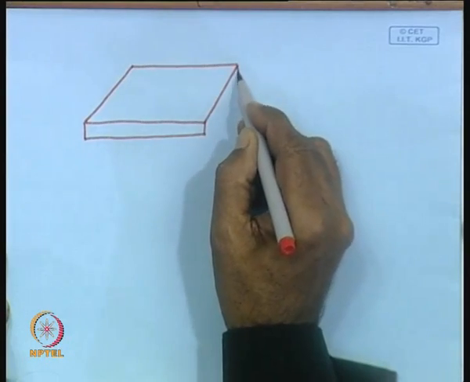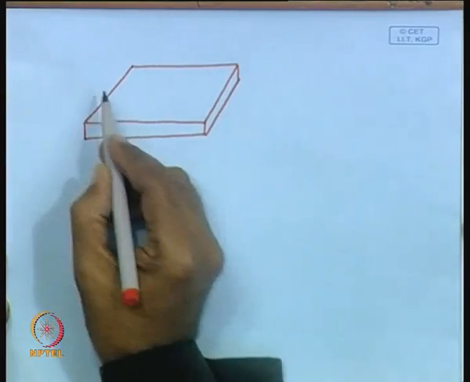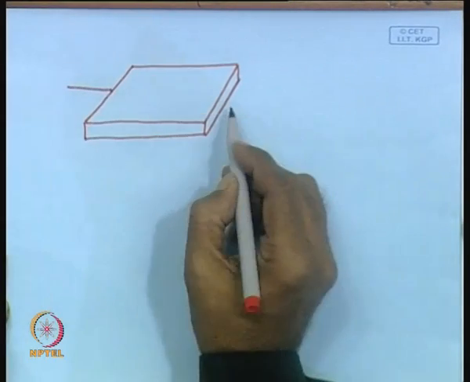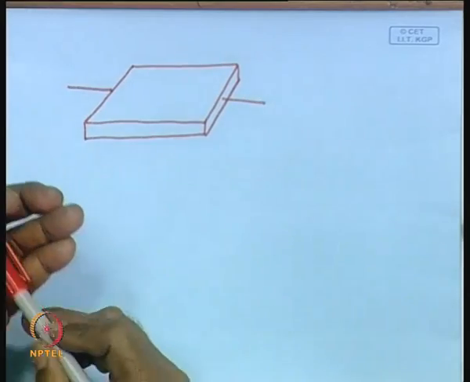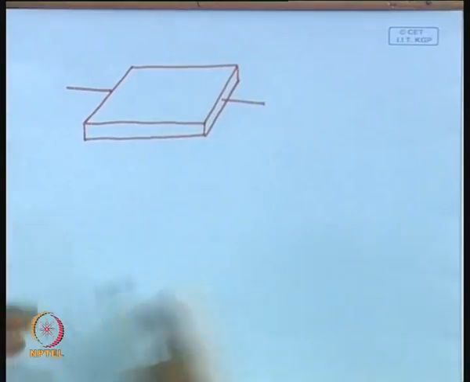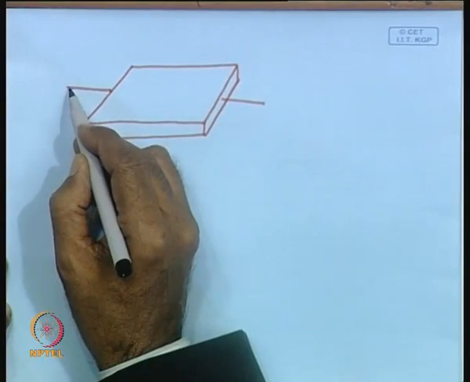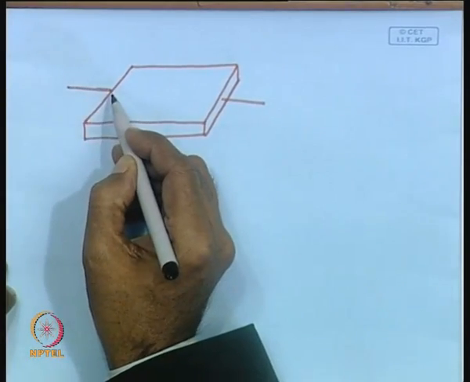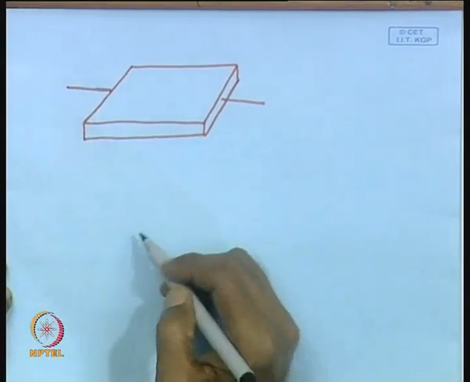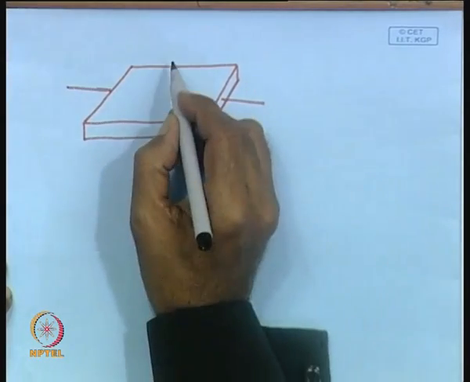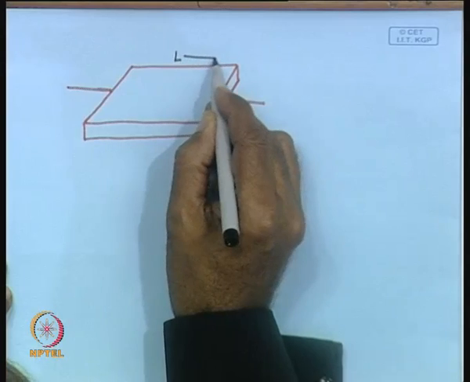So, this is a rectangular slab I have drawn, and we have one conductor on this side and another conductor on this side for taking interconnection. That means you want to measure the resistance of this slab by attaching maybe a multimeter or some other device at these two ends.